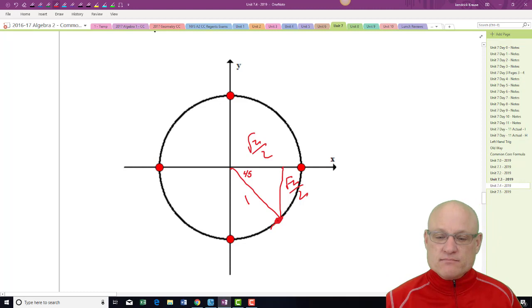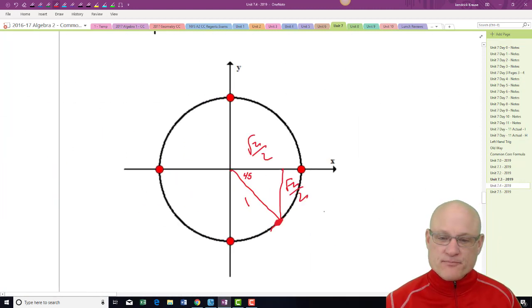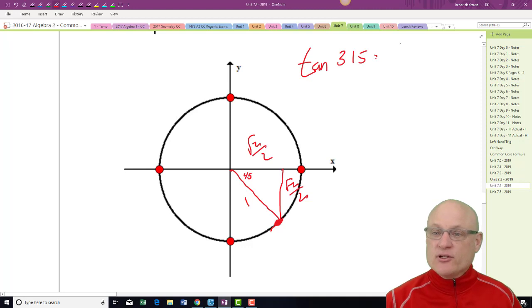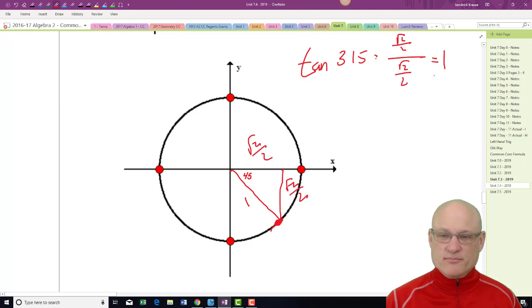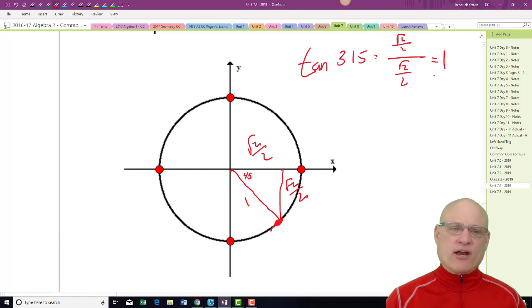All right. Now, tangent of 315 degrees is equal to opposite, which is the square root of 2 over 2, over the adjacent, which is the square root of 2 over 2, which is just 1. Oh, that's pretty easy. Oh, wait a second. Let's back up the crazy train. What am I talking about?